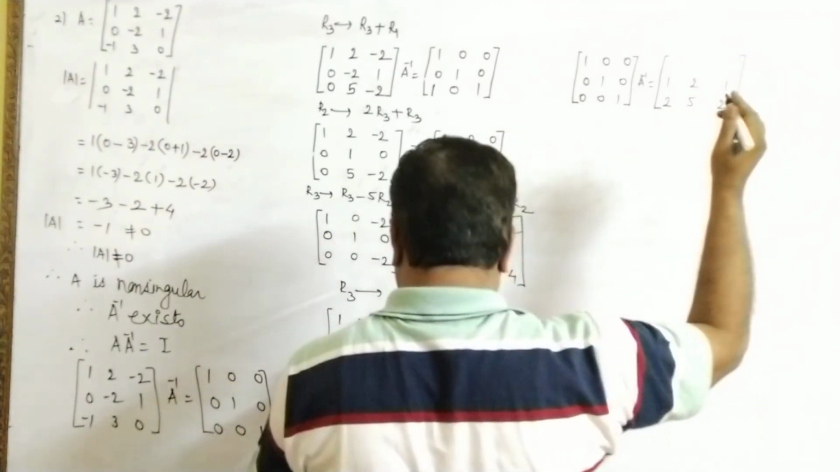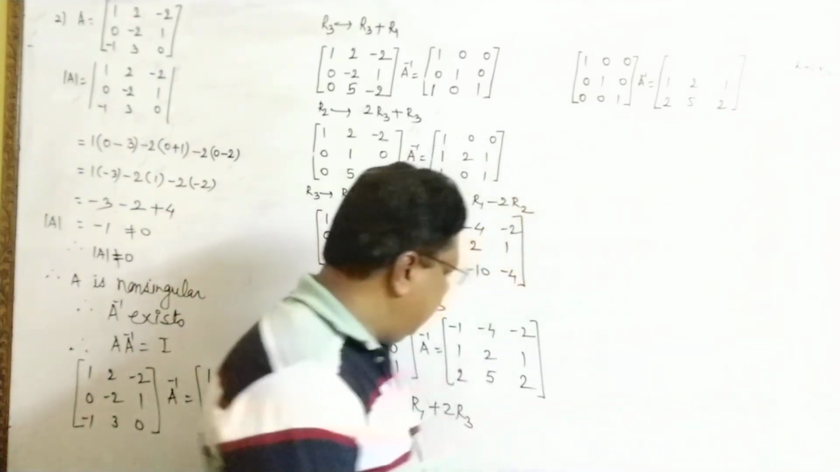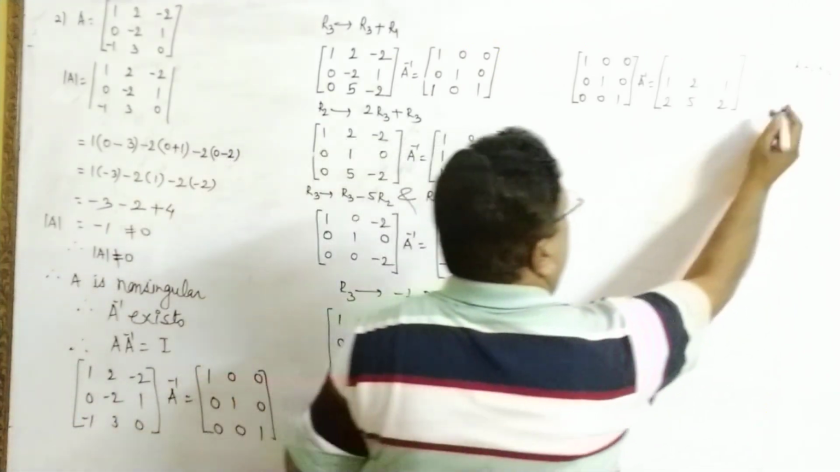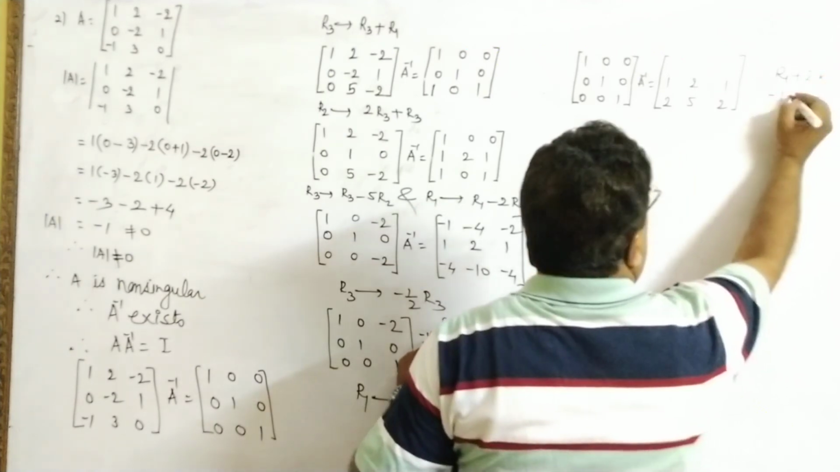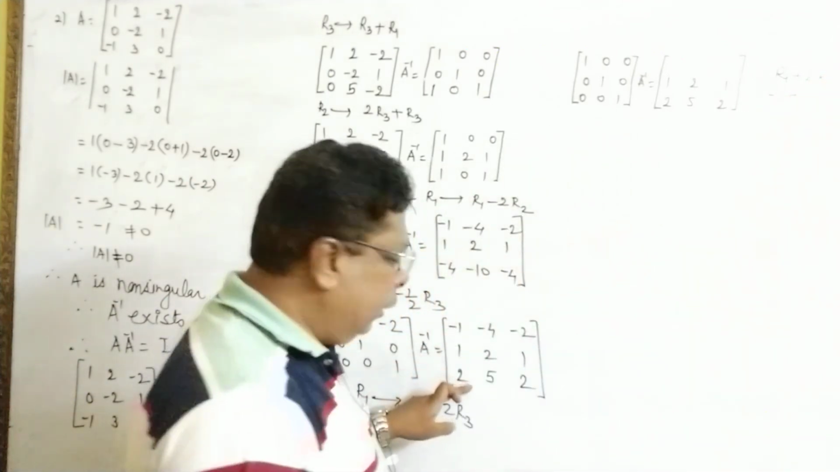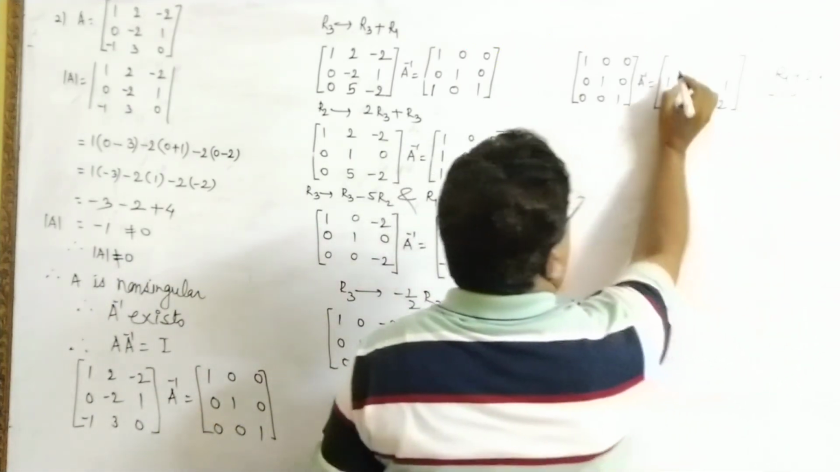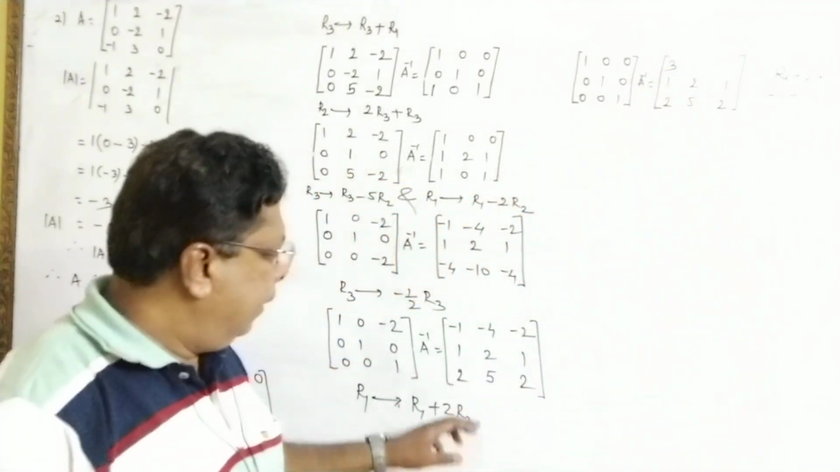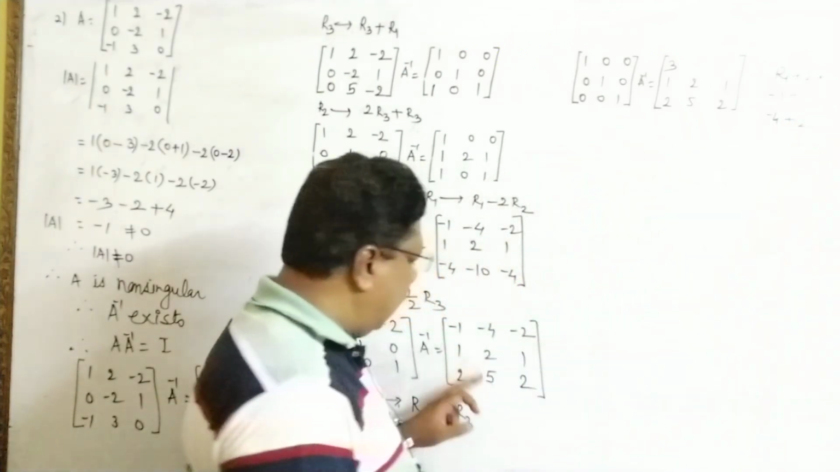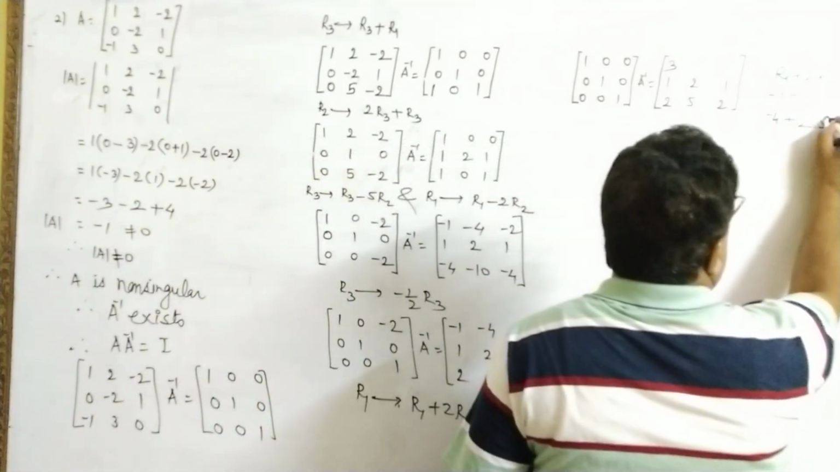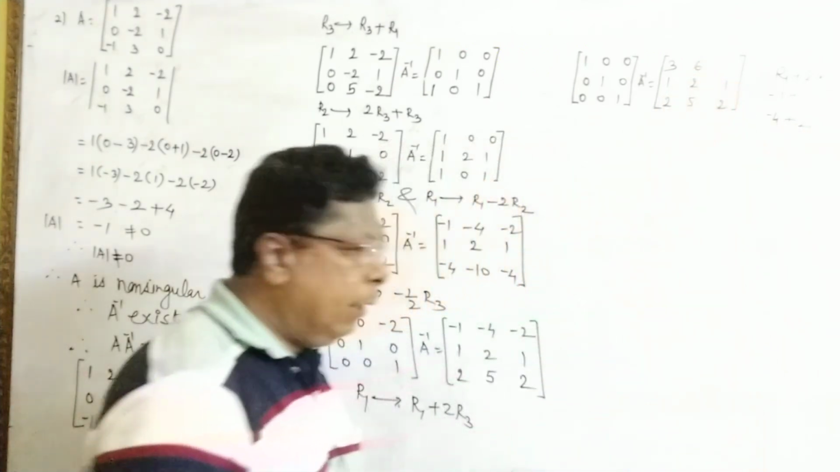What is the operation? R1 plus 2R3. What is R1? Minus 1. R1 plus 2R3. Minus 1 plus 2. R3 is 2. 2 into 2, 4. 4 minus 1 is 3. So this element is 3. Next element is minus 4. Minus 4 plus 2. R3 is 5. 2 into 5, 10. 10 minus 4 is 6. So this element is 6.